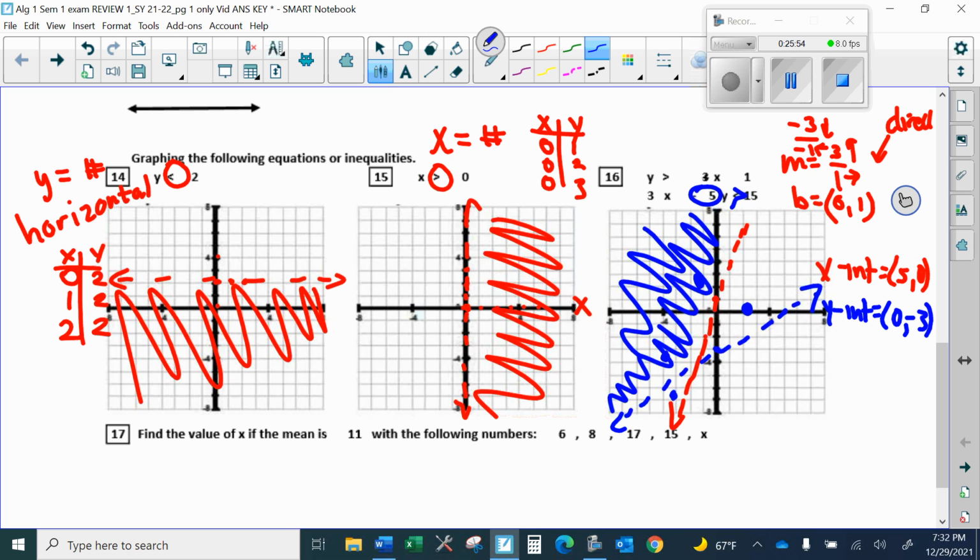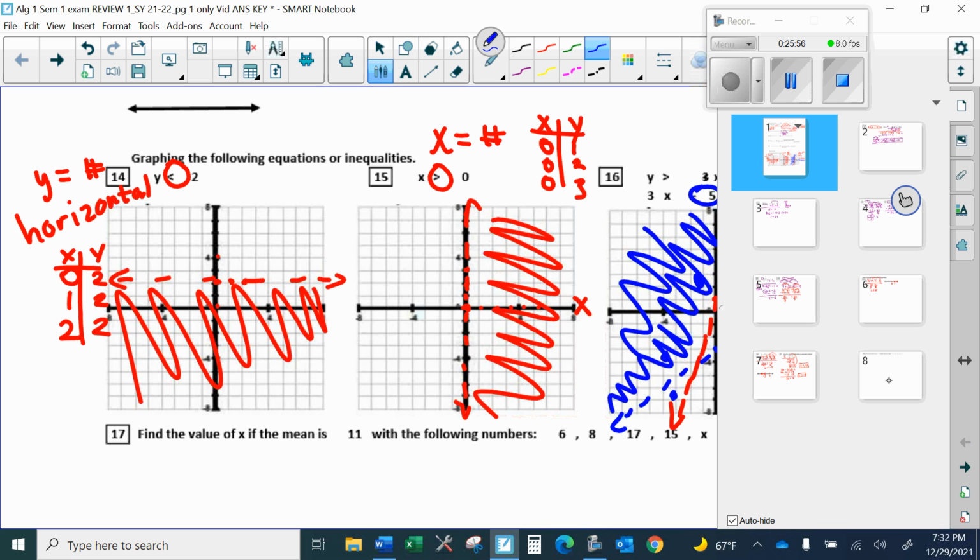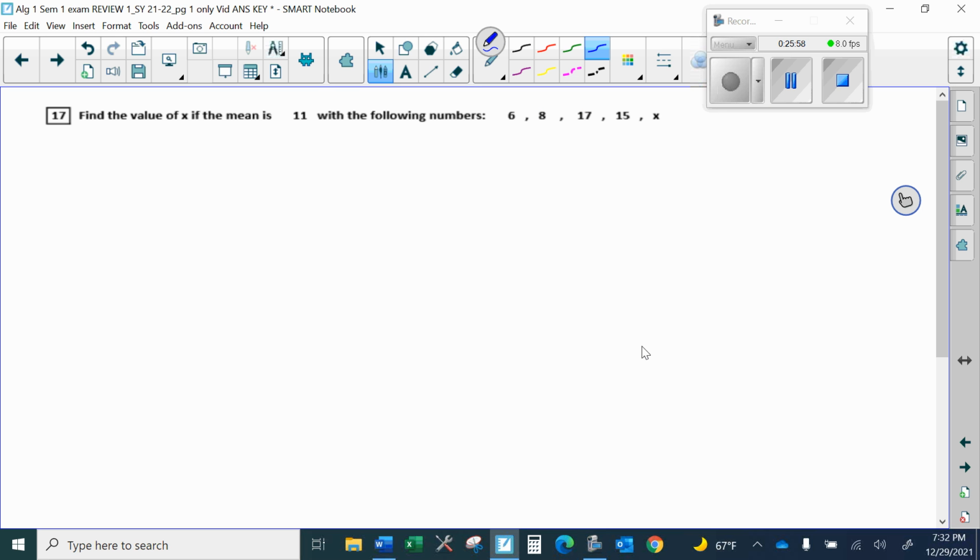Okay, last one, 17. I have that one on the last page here. It says find the value of x if the mean is 11. You gotta remember the mean, another word for mean is average. You learn this for years. And how do you find the average of any numbers? You add them all up and divide by the total number of numbers there are. So I'm just adding this up.